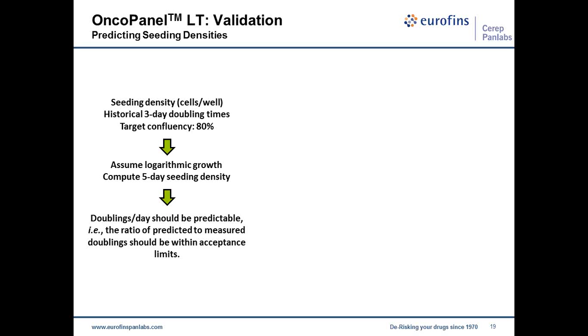So this assumed that we would observe logarithmic growth for all 240 cell lines. And if we did observe logarithmic growth, the historical data should allow us to predict what the right density should be. To determine that, we plotted the ratio of the predicted to measured doubling. And as long as these were within 50% of a value of 1, a ratio of 1, we would consider these data to be acceptable.